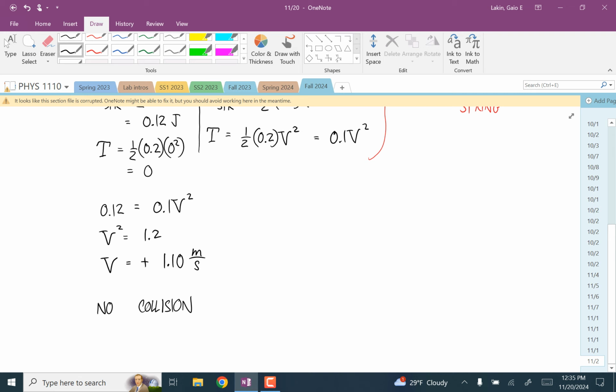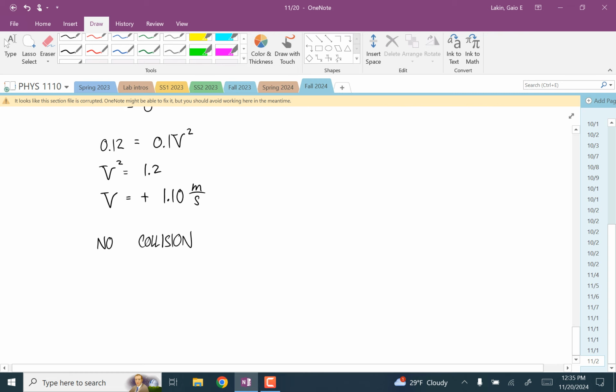Okay, well, this is moving along a flat surface. There's no friction or anything. So this satisfies that requirement. The speed is going to be constant and it's just going to be moving in a straight line. Oh, now collision, not no collision.